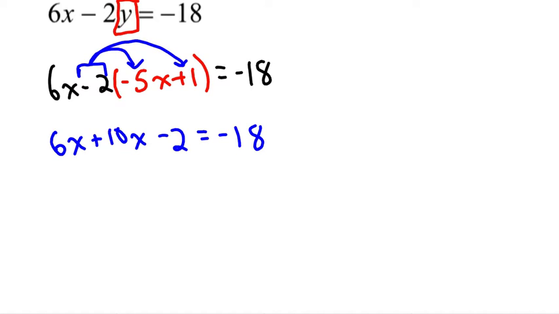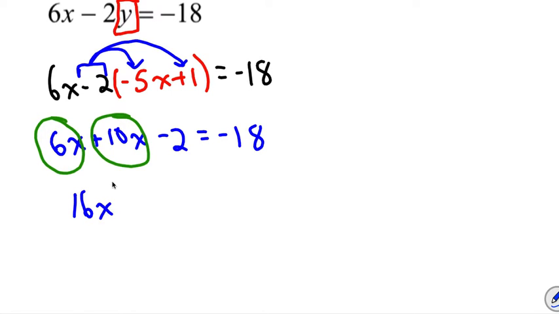Next, combine your like terms. All right, so combining like terms, I look at this and I say, okay, my like terms are 6x and 10x. 6x and 10x, which is 16x. Bring down the rest, minus 2 equals negative 18.